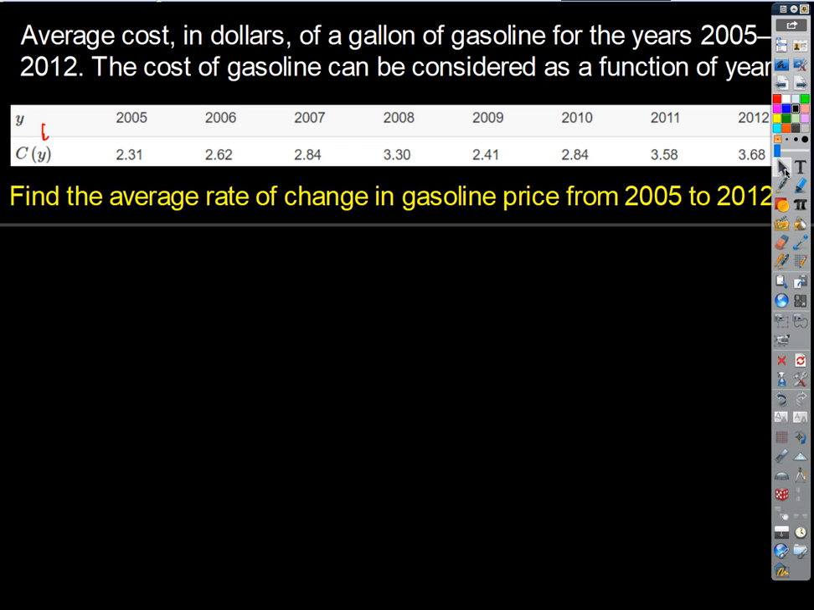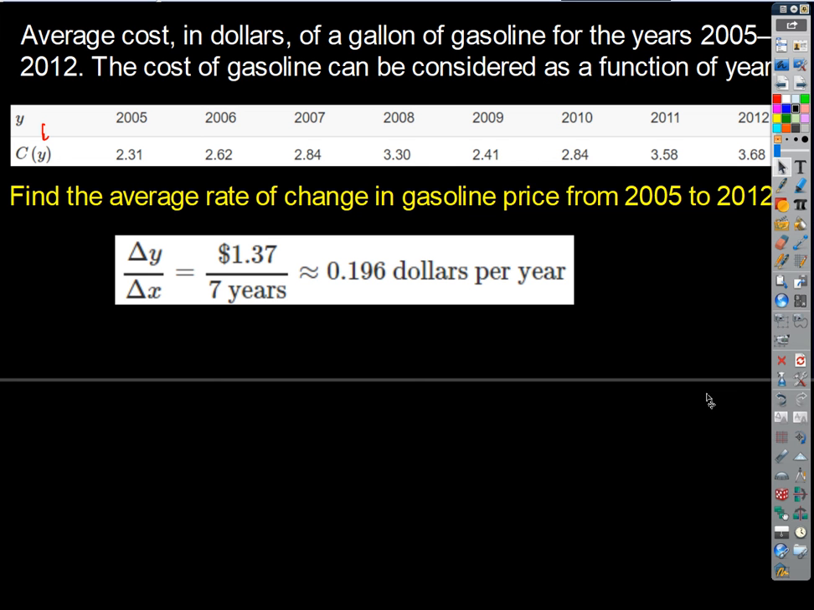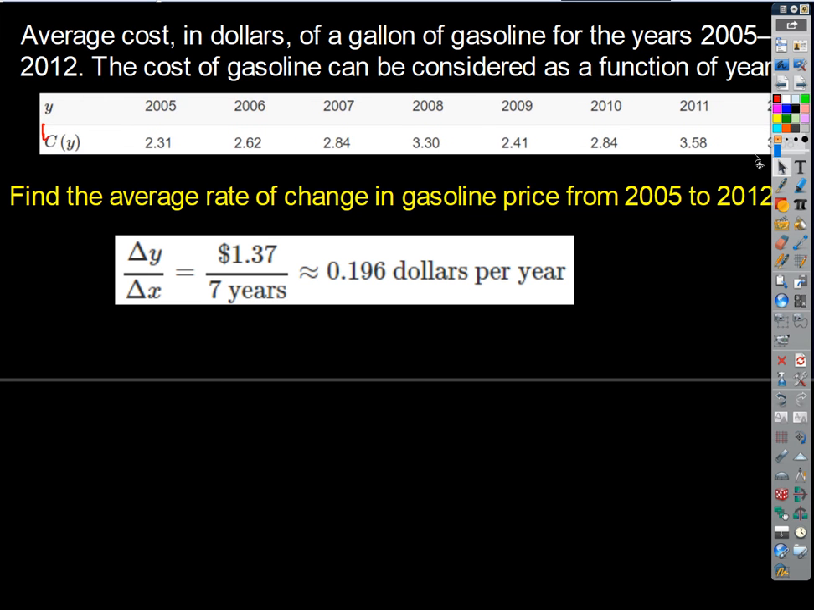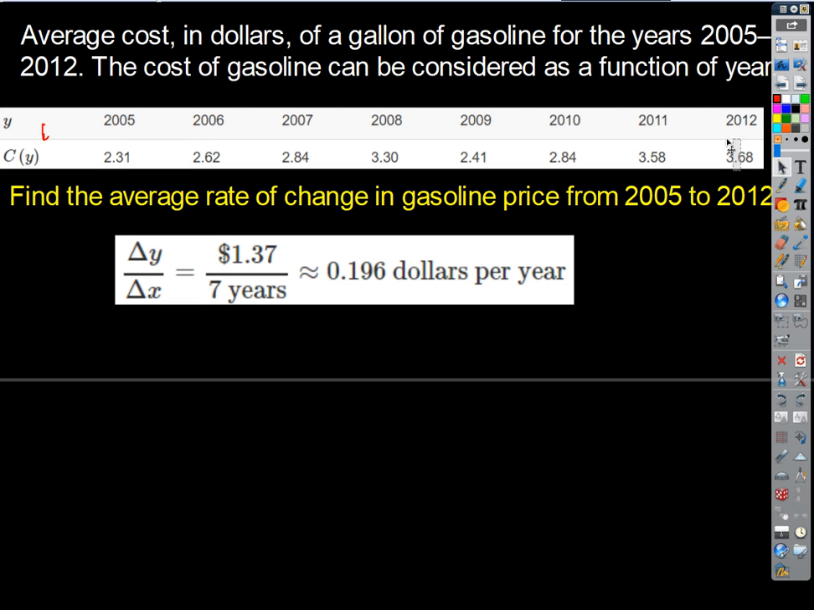If we want to calculate the average rate of change, all we have to do is take the final output value, which is this, minus that, right? The final value minus the starting value. If we do that, 3.68 minus 2.31 is 1.37. So that's the change in the output. What's the change in the input? Well, 2012 minus 2005 is just 7. So if we divide that, we get roughly 20 cents per year is how much it increased.